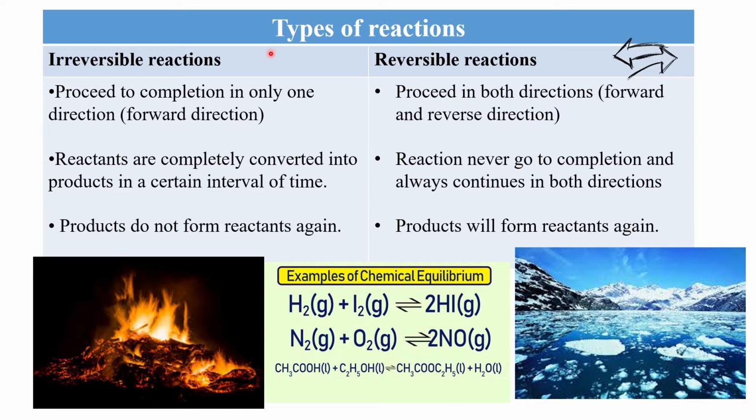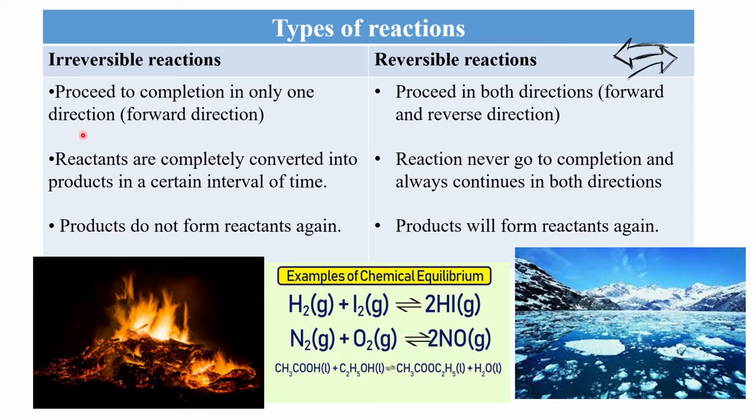So far, we have assumed that reactions go to completion. However, this doesn't happen all the time, and sometimes reactions never complete. Based on this, we can divide reactions into two types: irreversible reactions and reversible reactions. Reactions that proceed to completion in only one direction, that is the forward direction, are called irreversible reactions.